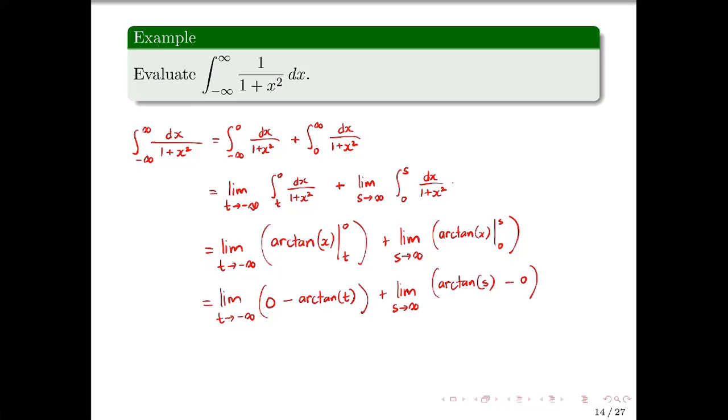I hope you remember the graph of your arctangent. So the graph would look like this. You have some asymptote here. This is the line y equals pi over 2. And then we have another asymptote here. This is the line y equals negative pi over 2. And the graph would be something like this. So the graph of y equals arctan of x.